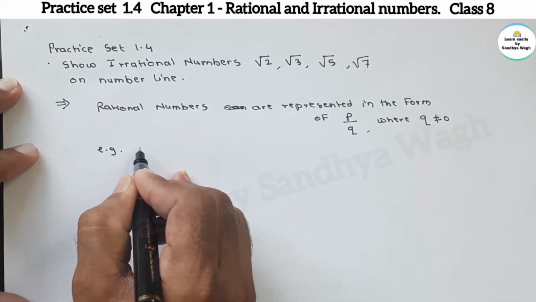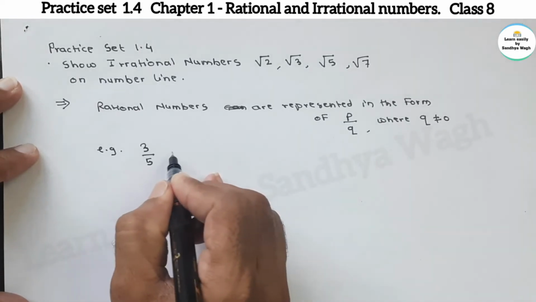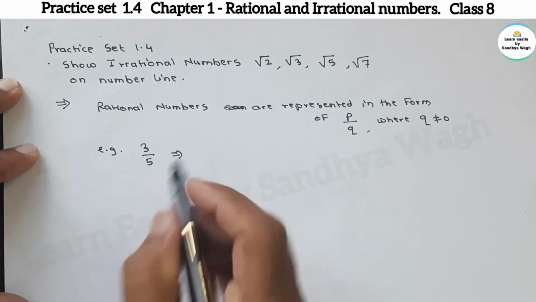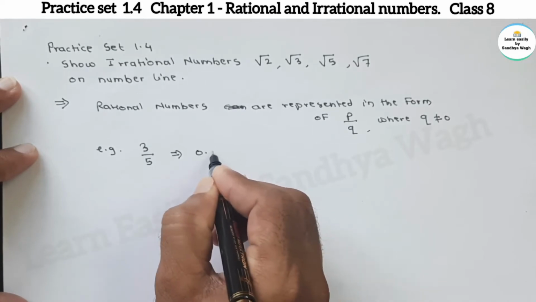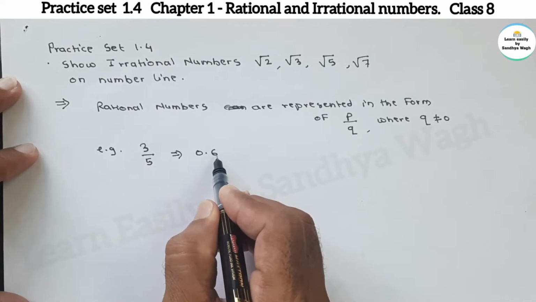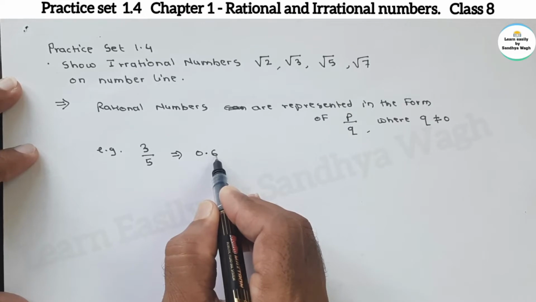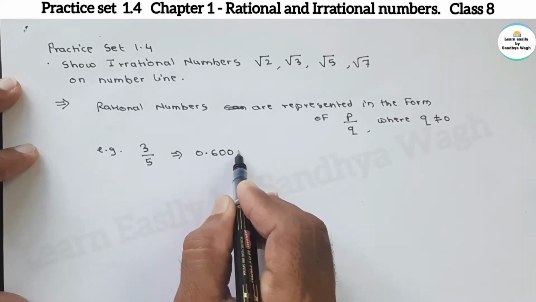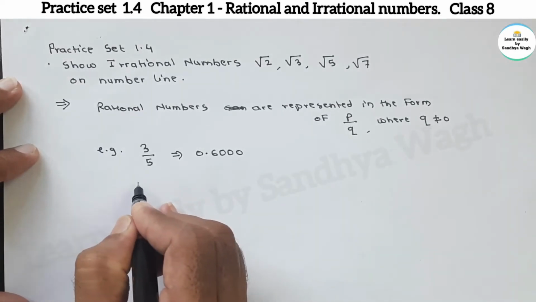Let's find the decimal form of 3/5. If we find the decimal form of 3/5, what will it be? Divide 3 by 5, we get 0.6. Means it terminated at one digit, 6. After this 6, there is 0, 0, 0, like this.